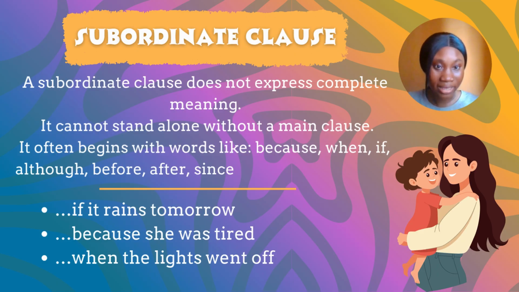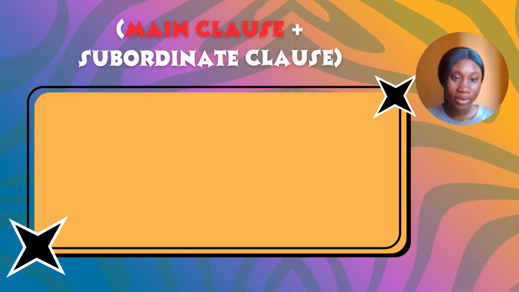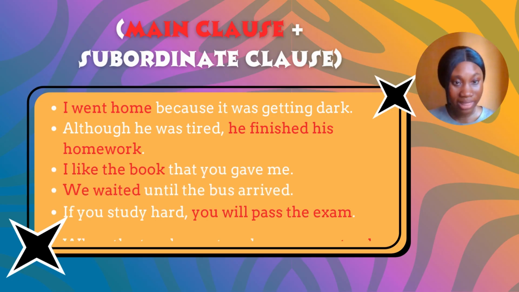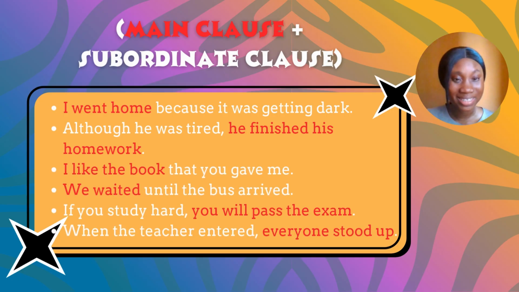Because she was tired. I just started something and said, because she was tired. Something is missing. It's not complete just yet. When the lights went off. So words like this and so many more are what you call subordinate clauses. They always start with conjunctions. So if you are very familiar with what conjunctions are, you will find it super easy to identify a subordinate clause.